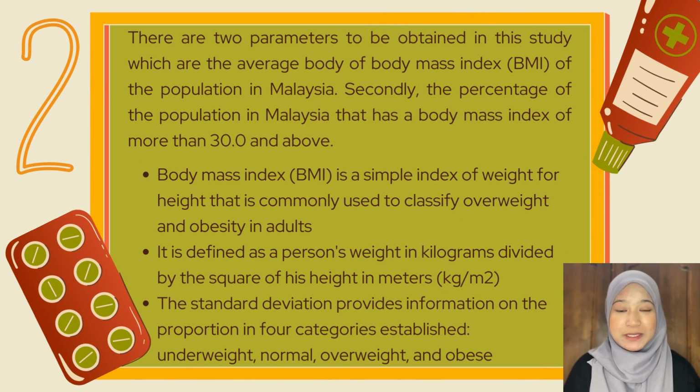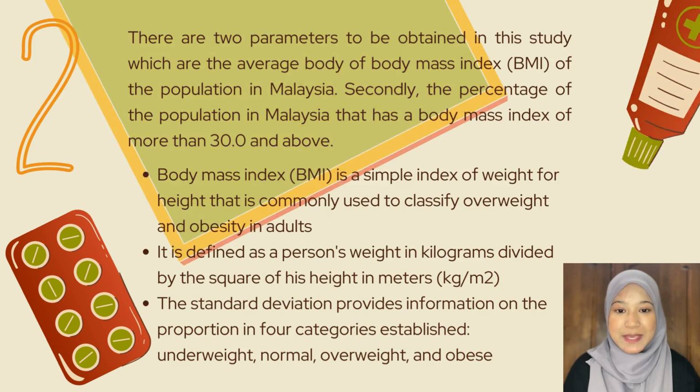There are two parameters to be obtained in this study, which are the average body mass index (BMI) of population in Malaysia. Secondly, the percentage of population in Malaysia that has a body mass index of 30 and above. Body mass index (BMI) is a simple index of weight for height that is commonly used to classify overweight and obesity in adults. It is defined as a person's weight in kilograms divided by the square of his height in meters. The standard deviation provides information on the proportion in four categories established: underweight, normal, overweight, and obese.